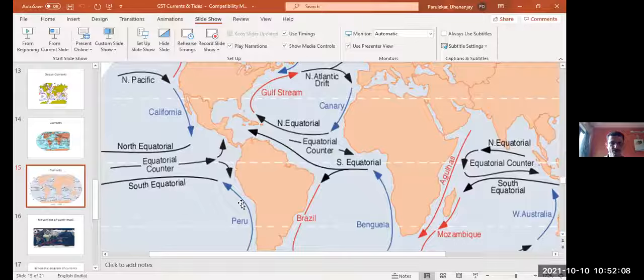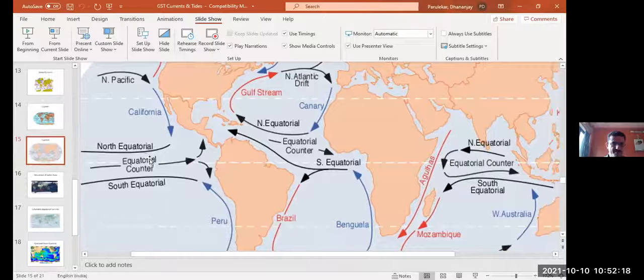Can you see this black line? First of all, can you see the mouse? Yes, sir. Good. North of the equator, can you see a black line over here? Yes, sir. Can you look at this area in your map in front of you? Very good. So make this black line, arrow westwards, and write down North Equatorial Current.